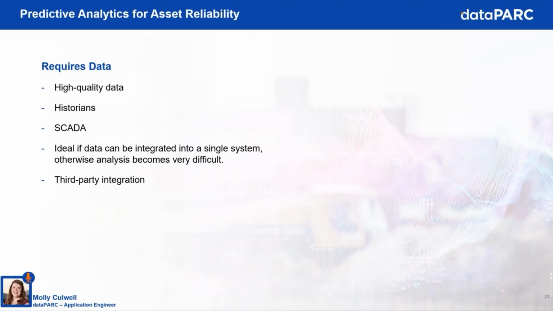To effectively implement predictive maintenance, quality data is a requirement. Accurate and reliable data is critical to identify patterns and signatures for failures. This data typically comes from sensors or maintenance records. Data historians also play an important role in storing and retrieving vast amounts of data that is necessary for this analysis. SCADA systems are also really important for collecting real-time data from all of the devices across the plant. And ideally, all this data is integrated into a single system, which unifies the approach and simplifies the analysis.